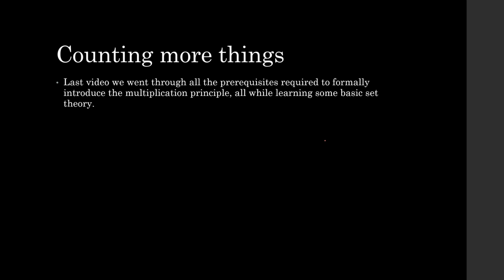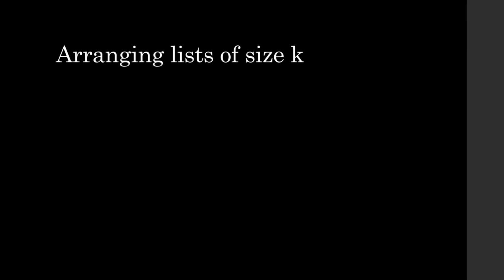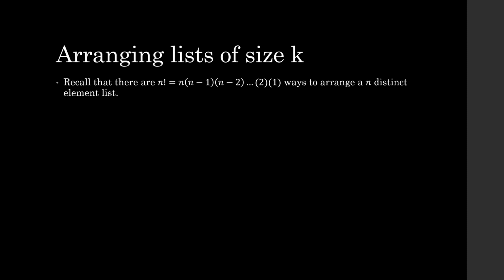And particularly we're going to be looking at the binomial coefficient, which is interesting in its own right, and we're probably going to have an extra video on it. So first, before I do that, I do want to look at a particular application of the multiplication principle, and that's branching off from the factorial, and it's going to be for arranging a list of size k. So let me explain exactly what I mean.